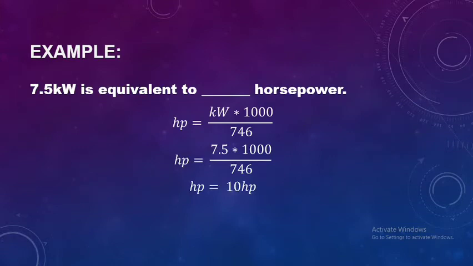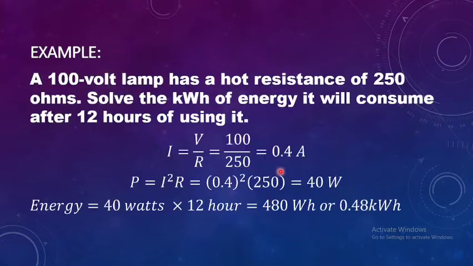So we have example. 7.5 kilowatts is equivalent to blank horsepower. So by using this, we have horsepower equals to kilowatt times 1000 divided by 746 watts. So just substitute the values. 7.5 kilowatts divided by 746. So we have 10 horsepower.